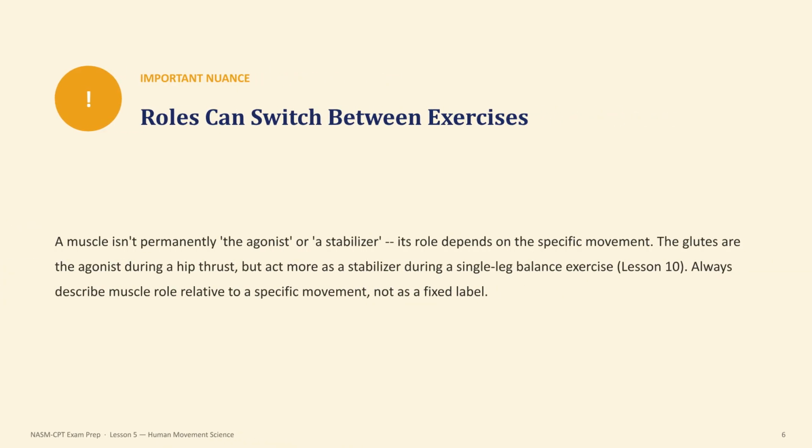Here's an important nuance. A muscle isn't permanently the agonist or a stabilizer. Its role depends on the specific movement. The glutes are the agonist during a hip thrust, but they act more as a stabilizer during a single-leg balance exercise, which you'll cover in Lesson 10. So here's the rule to remember. Always describe muscle role relative to a specific movement, never as a fixed label.